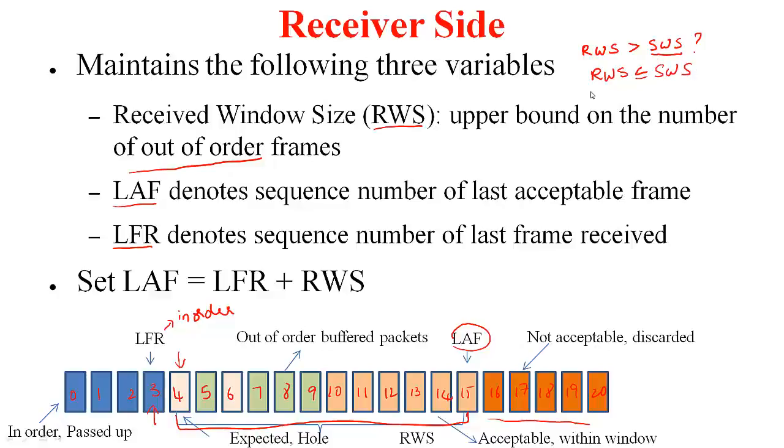Now, what does it mean to have RWS equal to 1? In this case, it has a buffer of only one packet, so the receiver is going to accept only in-order packets. That is what RWS equal to 1 means. By the way, I am using the words packets and frames interchangeably.